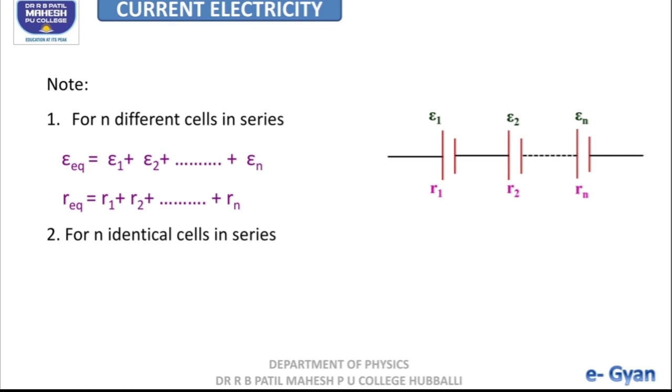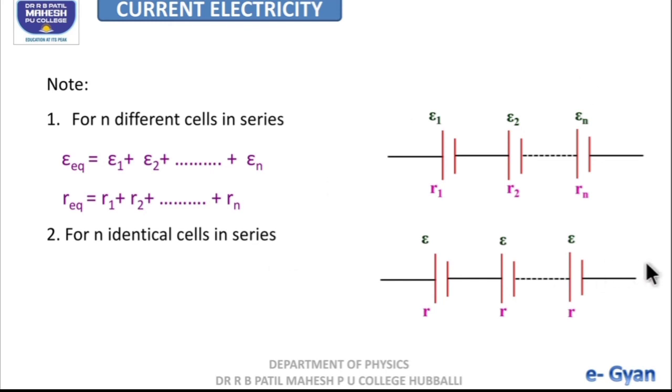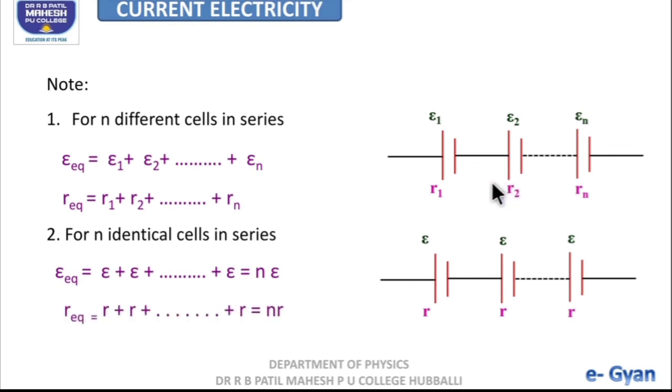For n identical cells in series, where the EMF of all the cells is the same, equal to E, and internal resistance is equal to R, then equivalent EMF is equal to n times the EMF of each cell, and equivalent internal resistance is equal to n times the internal resistance of each cell. These are the important points related to cells connected in series combination.